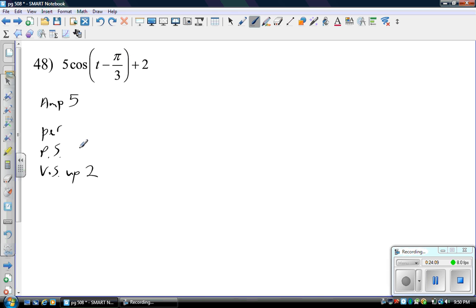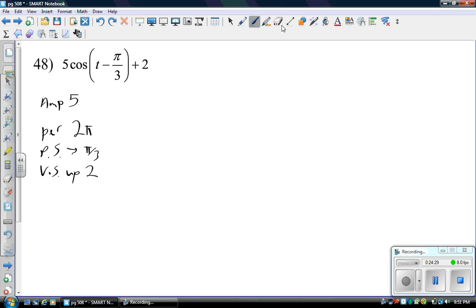Negative pi over 3 would mean go to the right pi over 3. And the period, remember, you usually divide by whatever's there, but there's nothing there, so you just take the normal period of cosine, 2 pi. Okay, now I'm ready to set up my graph.